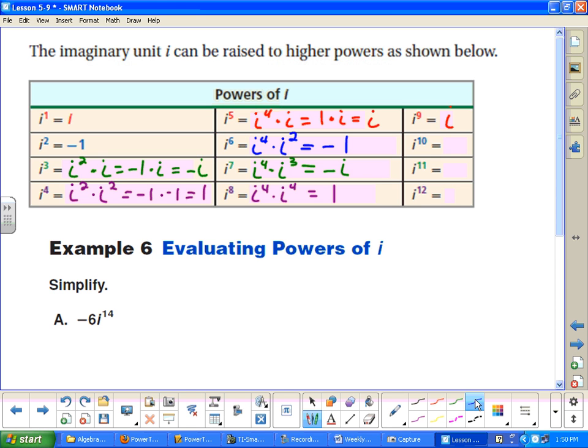Well, 9 and 1 would be nice, but how about 8 and 2? If I do 8 and 2, we have i to the 8th times i squared, which is 1 times negative 1, which is negative 1. Okay. 11, 8 and 3, right? 1 times negative i is negative i. Right. 12. How about 12? 4, 4, and 4, right? Or 8 and 4. And that's equal to 1.